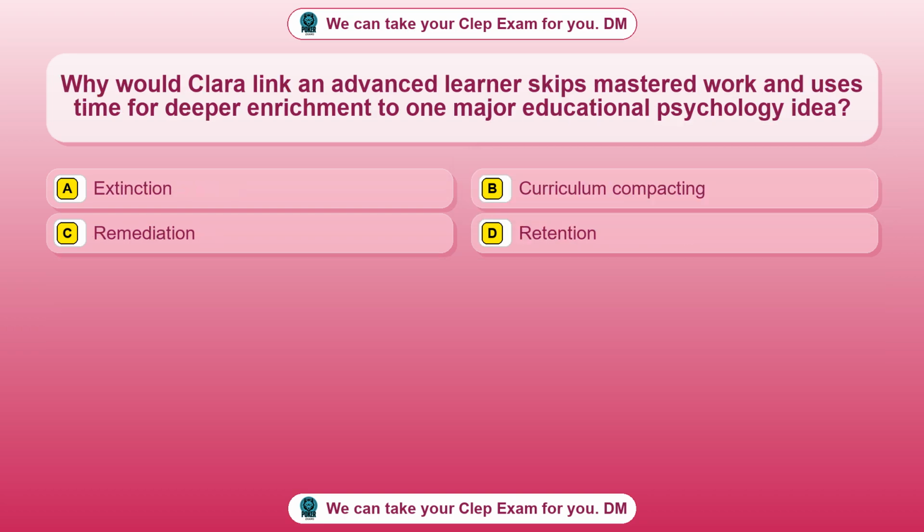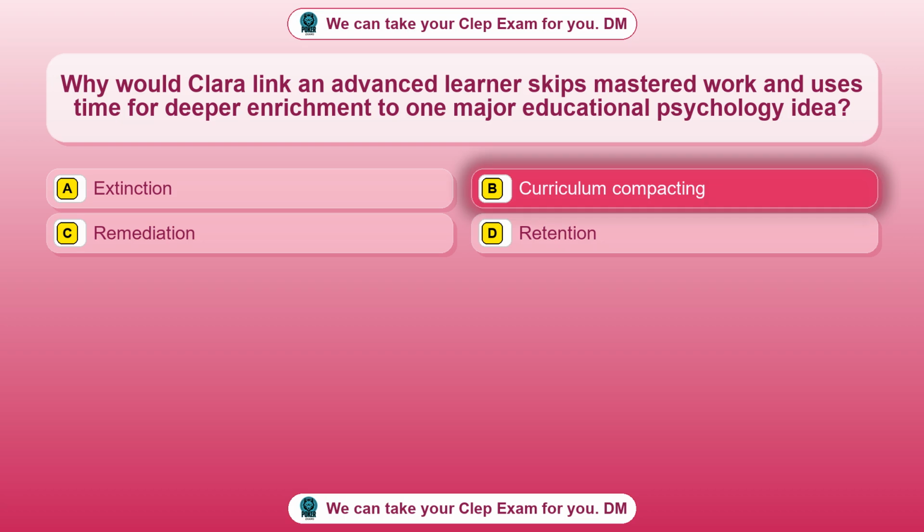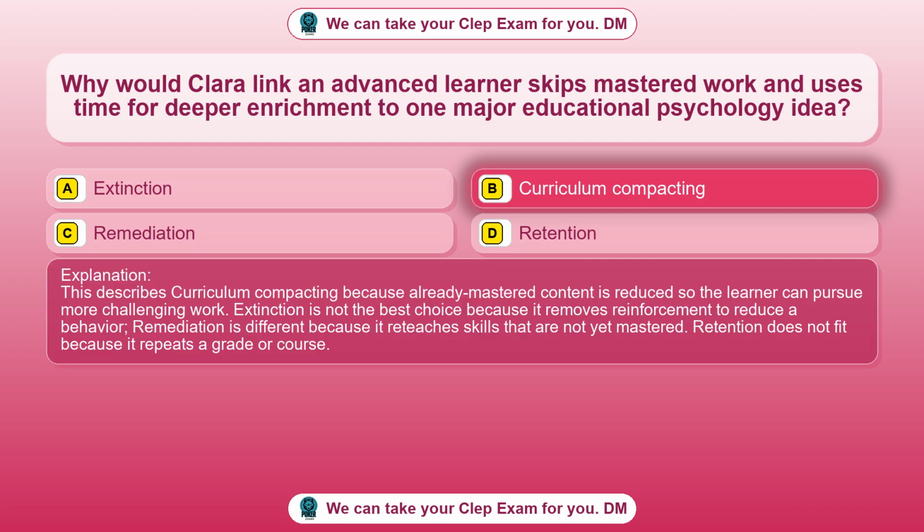Question 68. Why would Clara link an advanced learner skips mastered work and uses time for deeper enrichment to one major educational psychology idea? Option A, extinction. Option B, curriculum compacting. Option C, remediation. Option D, retention. The correct answer is option B, curriculum compacting. This describes curriculum compacting because already mastered content is reduced so the learner can pursue more challenging work.